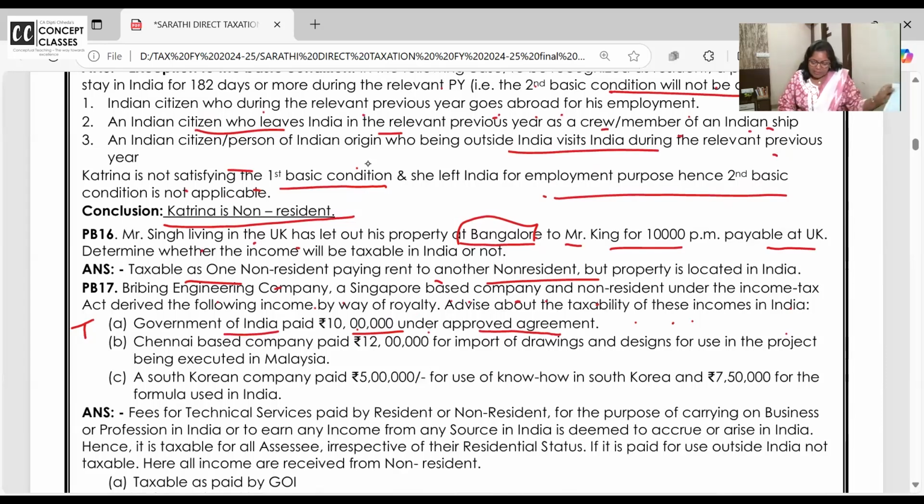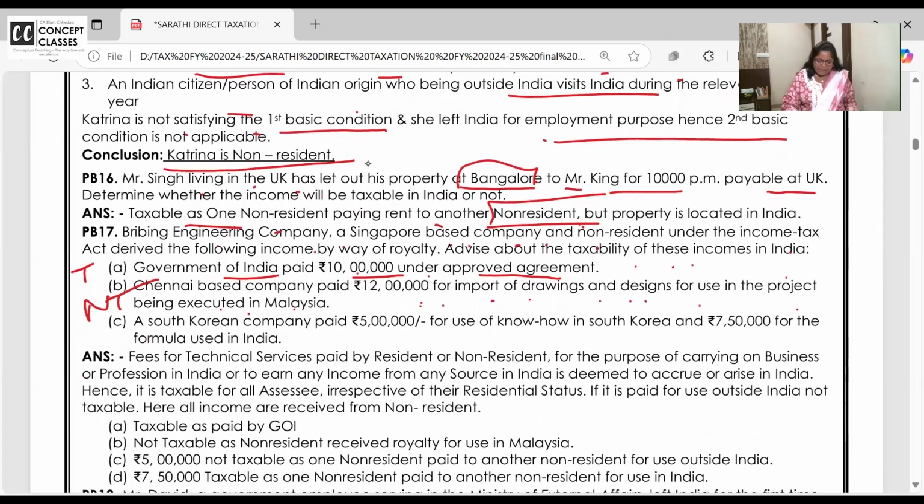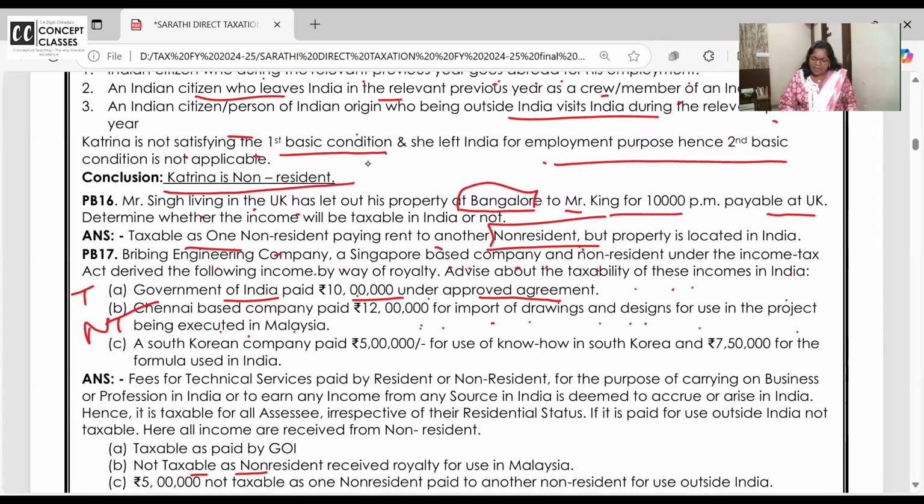Come on, a Chennai-based company paid 12 lakhs. To whom? Who is receiving the income? A non-resident, for import of drawings and designs to be used in Malaysia. Not taxable. Why? Who is receiving the income? Non-resident, from a resident. But where is the project and the work? Outside India. I am Indian. I am having my work in Malaysia. I have hired an NRI from Malaysia to do work in Malaysia and I am paying him in Malaysia.